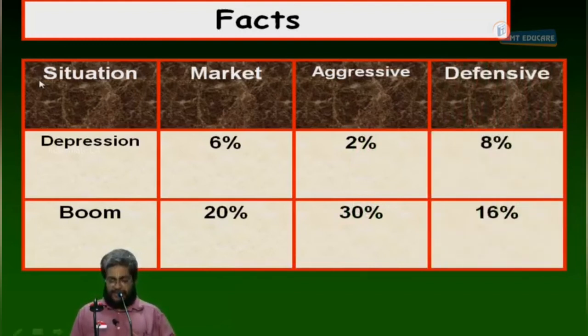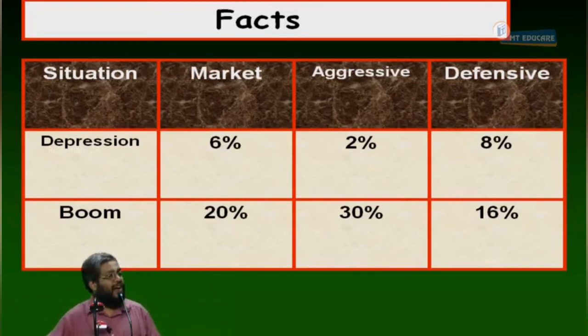The second part of the question says there's an equal chance, 50%, 50%, for these two scenarios to happen. Are you following? Now, this is the question given here. The question is: calculate beta for aggressive share, calculate beta for defensive share.